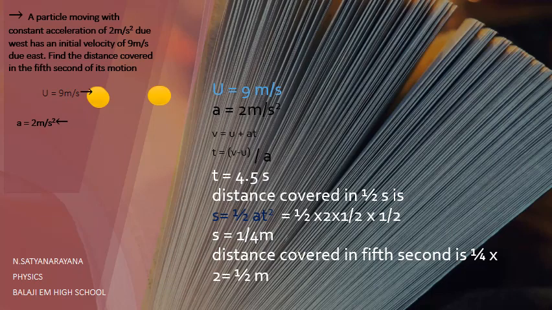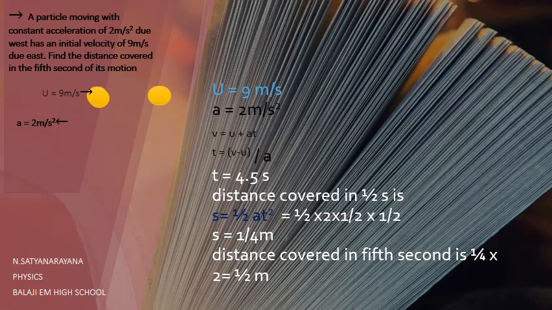Here, v finally, it comes to rest and comes back, no? Then v is equal to 0. So t is equal to (0 minus 9) by minus 2, and what you will get is t is equal to 4.5 seconds. That means it traveled for a time of 4.5 seconds and comes back again, isn't it?